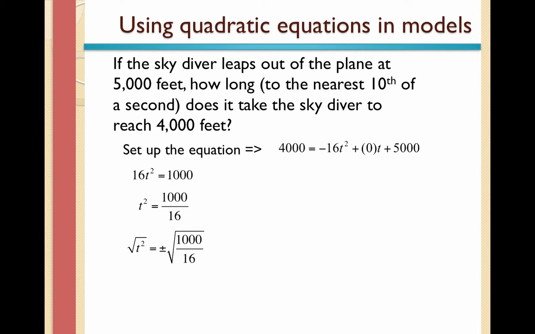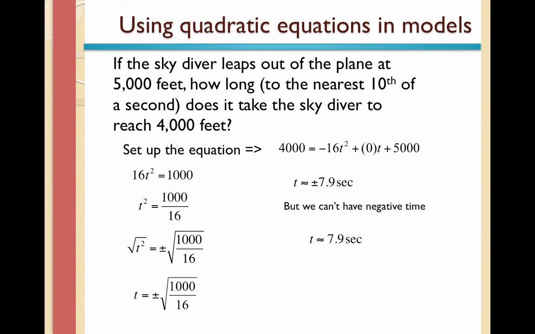So plug this into your calculator and you should get plus or minus. Remember, we've got two solutions, plus and minus. 7.9 seconds. That is rounded to the nearest tenth. Now there's one little problem here. Anybody see it? Well, if you said that we can't have negative time, you're absolutely right, at least not in this world. We can't. So we leave out that negative solution because we have a practical problem here. So t is about positive 7.9 seconds. So that's how long it takes this skydiver to get from 5,000 feet down to 4,000 feet.